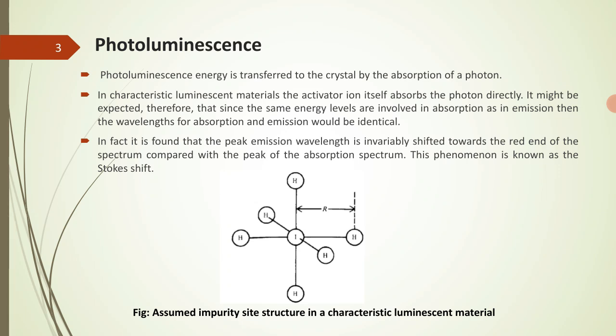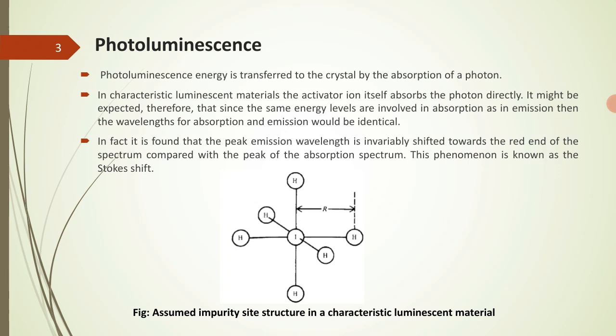Now we will see the first type of luminance, that is photoluminance. Here the energy is transferred to the crystal by absorbing photons. The activator ion itself absorbs the photons directly, as might be expected. Why? Because the same energy levels are involved in absorption. Here the wavelength for absorption and emission should be identical.